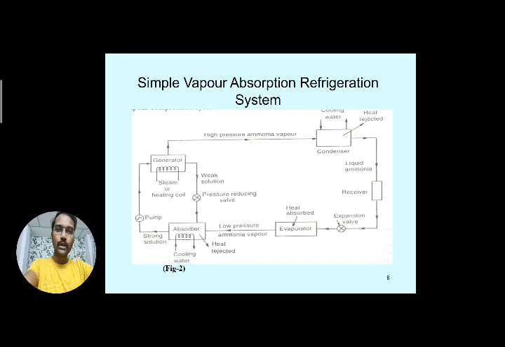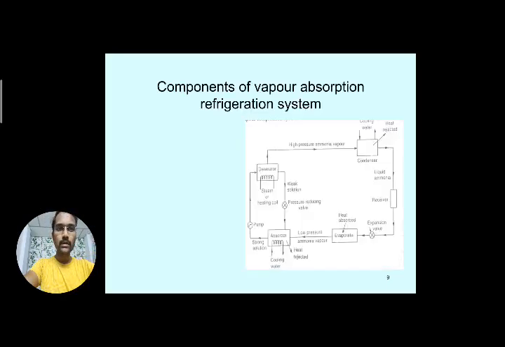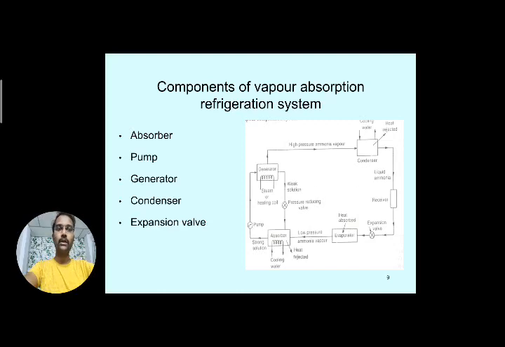These are the main components: generator, absorber, pump, pressure reducing valve, and on the right side there is a condenser, receiver, expansion valve and evaporator. We'll discuss what happens in this system and the importance of the components. Regarding the components, you can read it. You can see the components first and note them down.